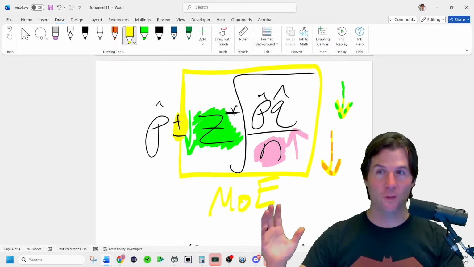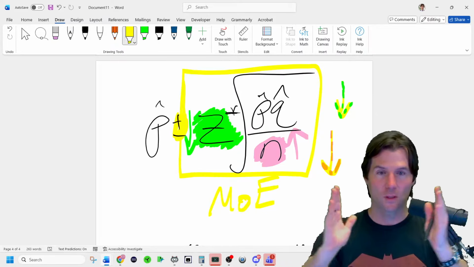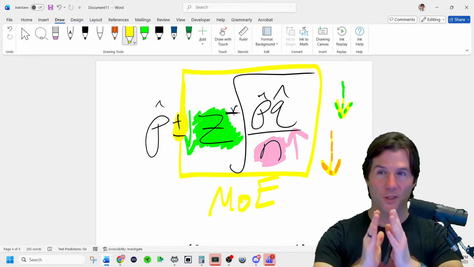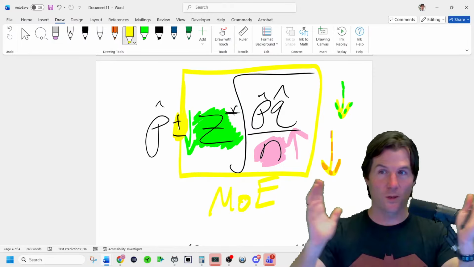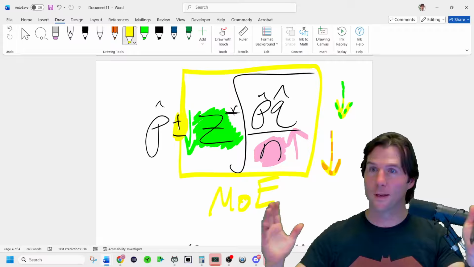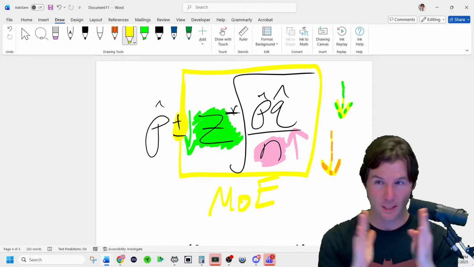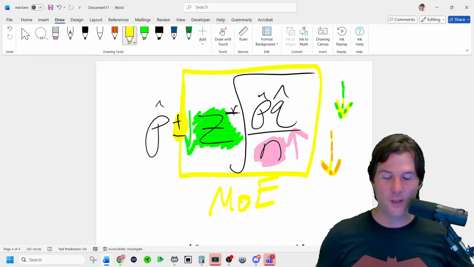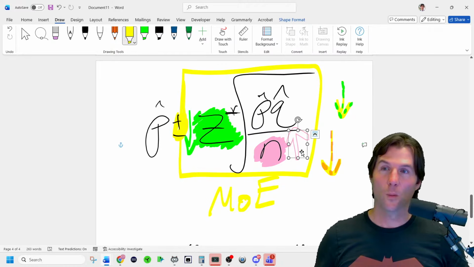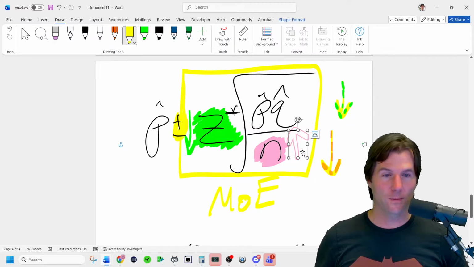A more precise interval is a whatter interval? More precise. Is it wider or narrower? Smaller, right? It's narrower. It's tighter. So with that in mind, if you increase n, margin of error does what?